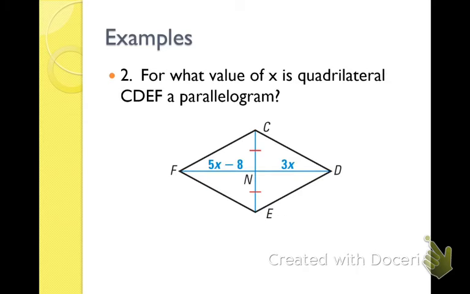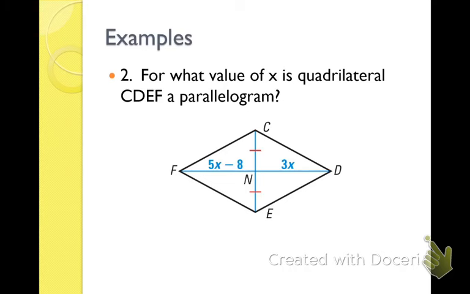For what value of x is quadrilateral CDEF a parallelogram? What would x need to be? How would I solve this? We've got one pair of diagonals congruent. I mean, not bisected. Which characteristic are we applying here to show this is a parallelogram? Which one deals with the diagonals? Eric? The bisector. Yeah, the diagonals bisect each other.